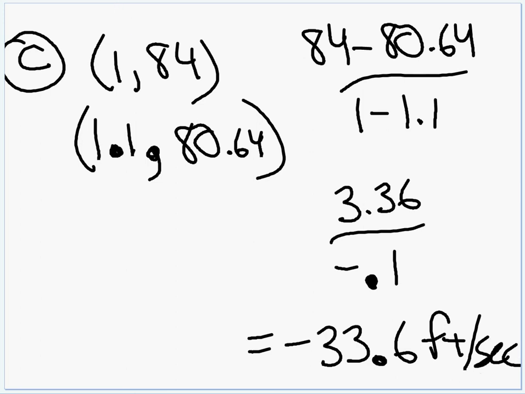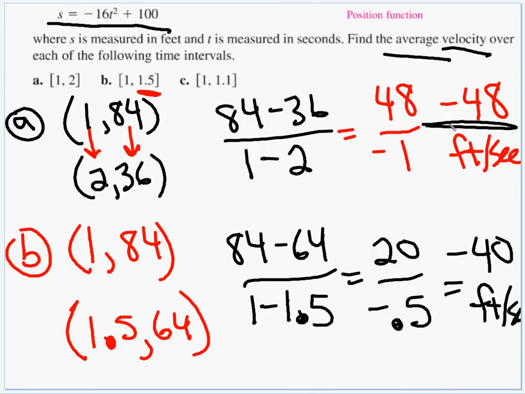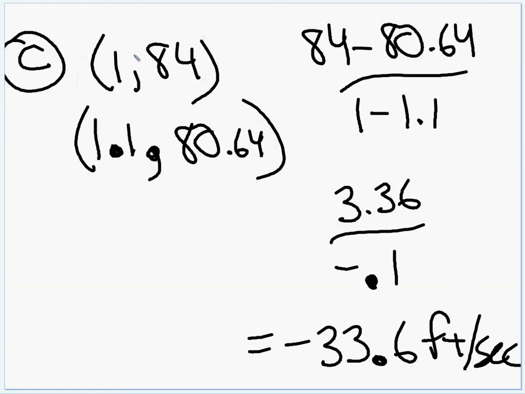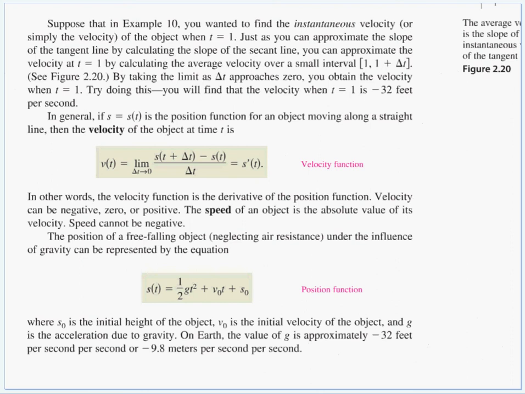So again, let's look at all those. We had negative 48, negative 40. We're getting closer and closer to 1 with our second point, and we're down here to negative 33.6 feet per second. Again, this is an average velocity, no calculus required, but we were setting it up to take us to this next part here.